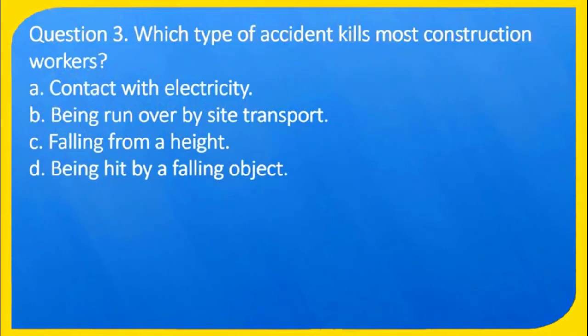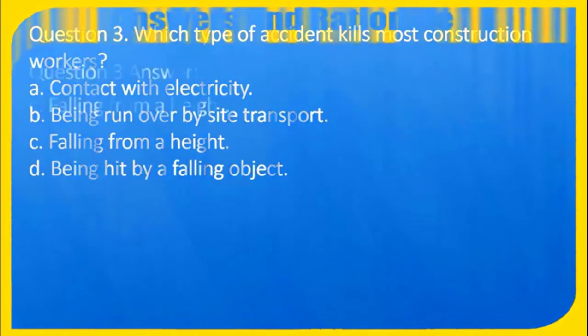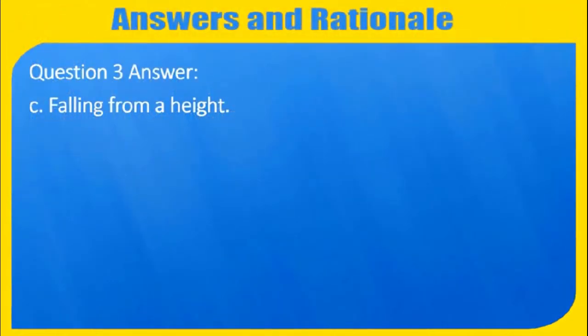Question 3. Which type of accident kills most construction workers? A. Contact with electricity. B. Being run over by site transport. C. Falling from a height. D. Being hit by a falling object. Question 3 Answer, C. Falling from a height.